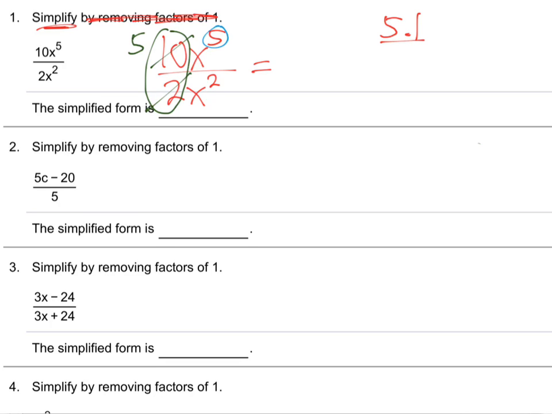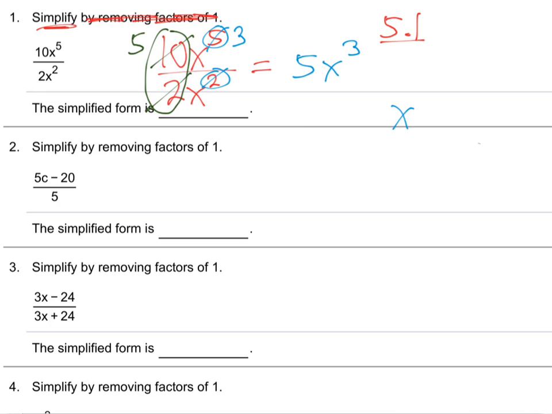Now, when it comes to the powers, where's the bigger power? Top. Now, they're going to subtract, aren't they? So that's going to be x to the third. So the answer is 5x to the third, isn't it? So out front numbers divide, powers subtract.